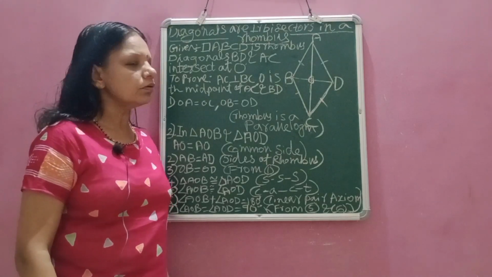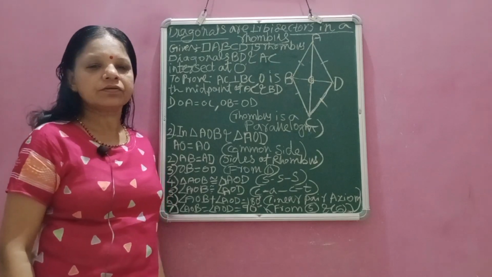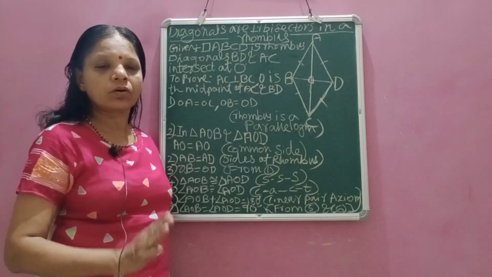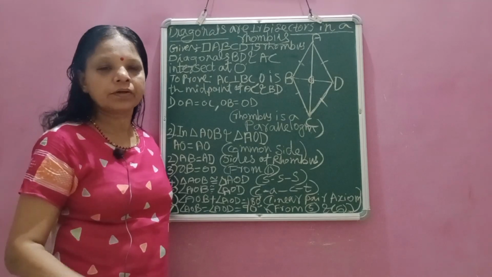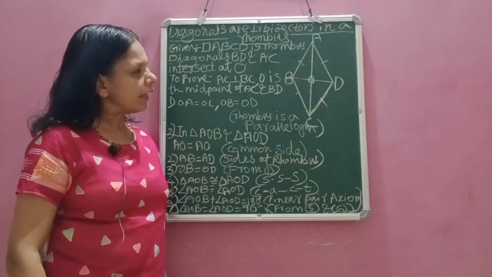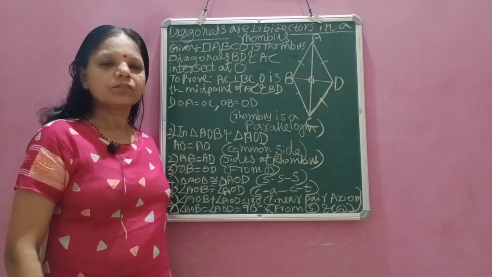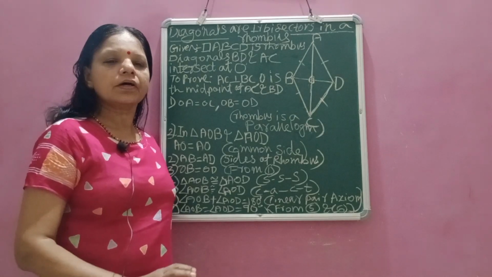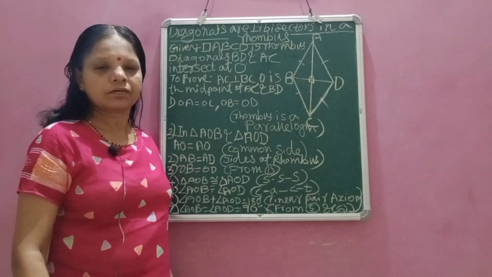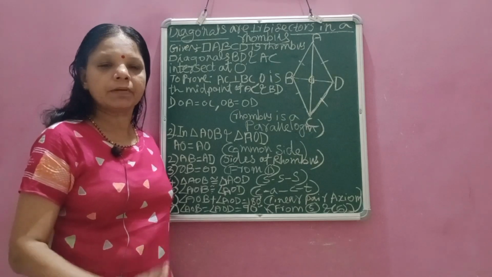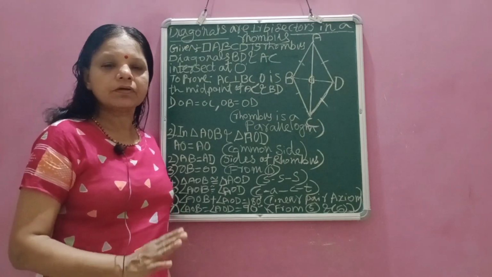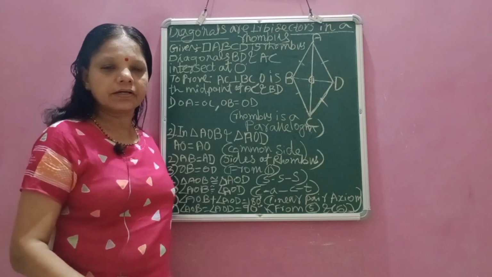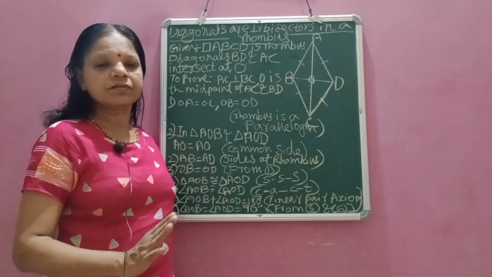So here you have to learn the extra property which is applicable only for rhombus, not for parallelogram. That is, diagonals of a rhombus are perpendicular bisectors of each other. What is the meaning of perpendicular bisectors? The angle between the diagonals is 90 degrees and also they bisect each other.